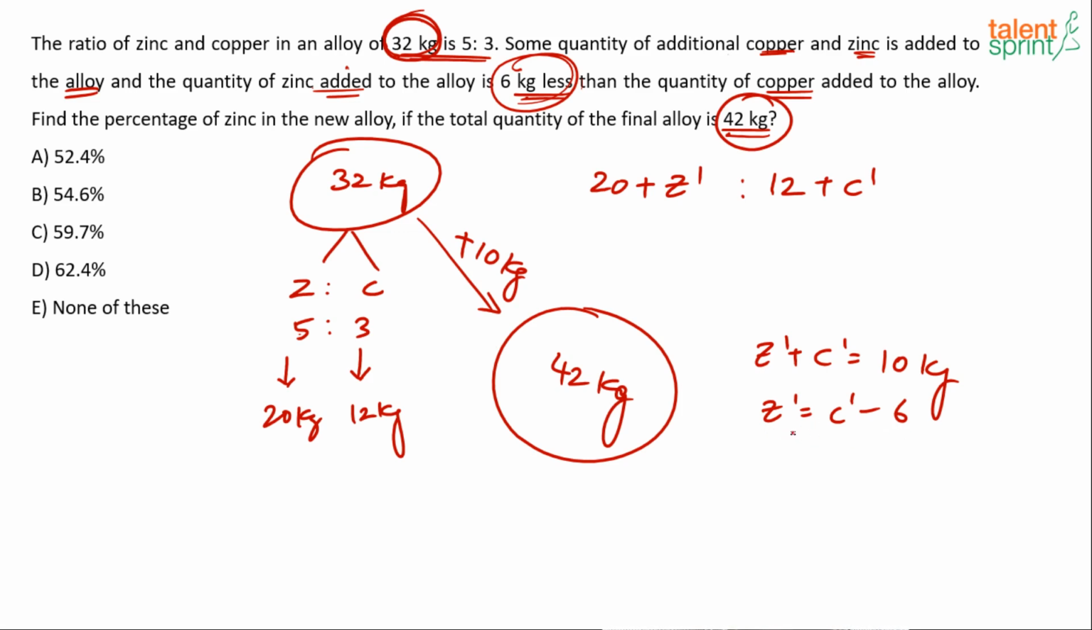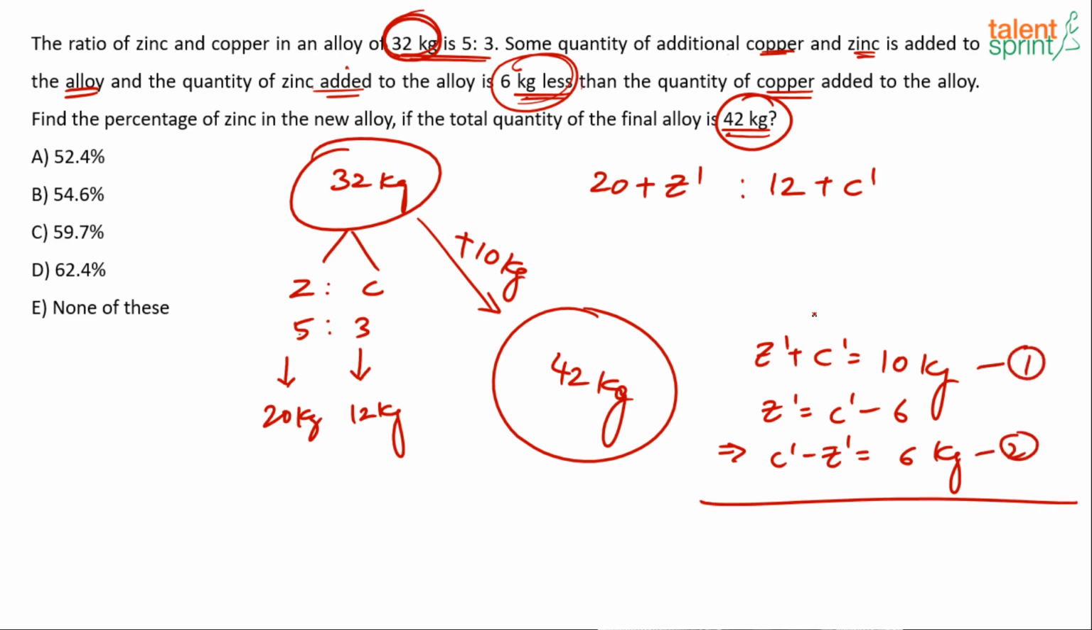If you solve these equations, what happens? This equation will give us C dash minus Z dash is equal to 6 kgs. So there are two equations, equation 1 and equation 2. If I solve these two equations, what happens? Z dash minus Z dash get cancelled. 2C dash is equal to 10 plus 6, 16 kg, which implies C dash is equal to 8.